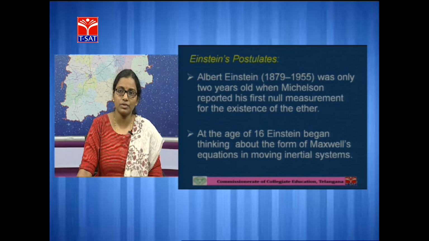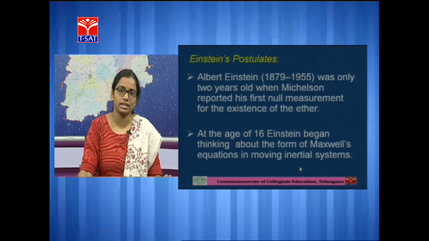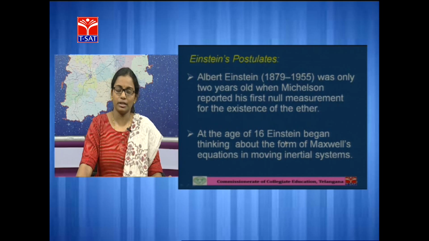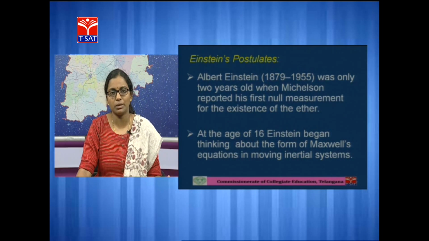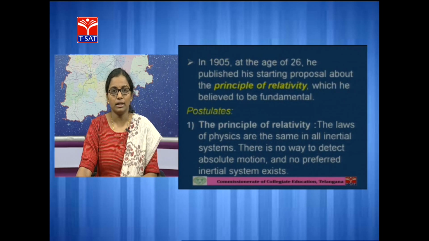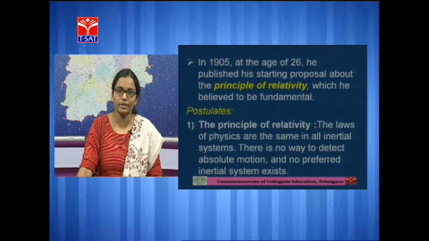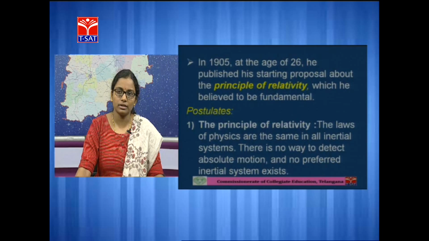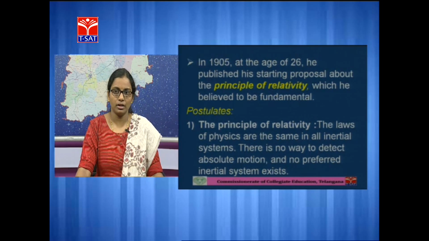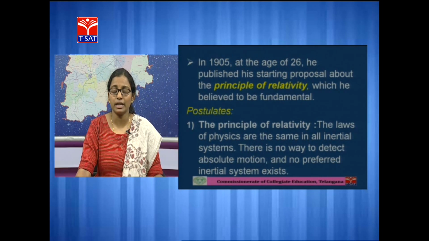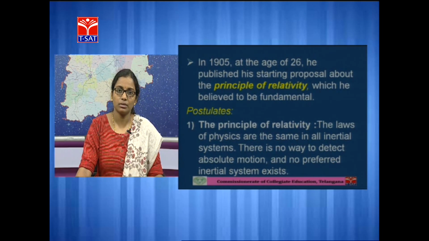Albert Einstein came into the picture, and he was only 2 years old when Michelson and Morley did the experiment on this ether, where they obtained a null result. Then at the age of 16, Einstein began thinking about this experiment and the result of the ether hypothesis. In 1905, at age 26, he came up with the principle of relativity, which is believed to be a fundamental principle, in which he gave two postulates.